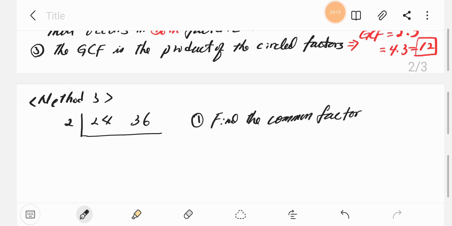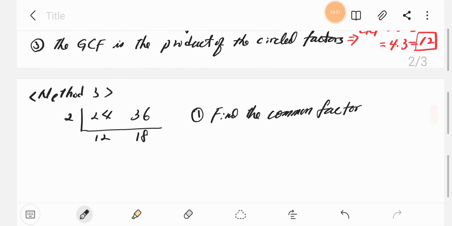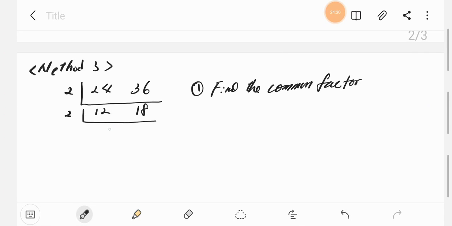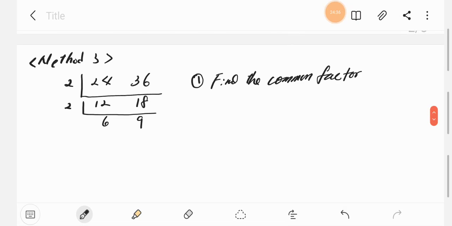So the common factor is 2, right? 2 times what is 24? 12. 2 times 18 is 36. And do the same thing. 12 and 18 have a common factor, so we'll do one more time. The common factor of these two numbers is 2, so this will be 6. 2 times 9 is 18, right? Is there any common factor between these two numbers? Yes, 3. So you divide these two numbers by 3, then this will be 2 and this will be 3. Is there any common factor? No, right? 2 and 3 do not have a common factor, then stop.